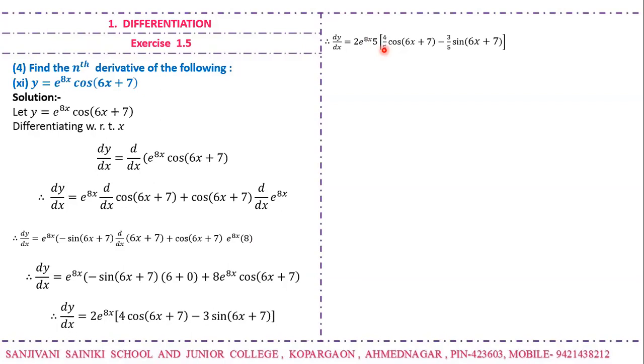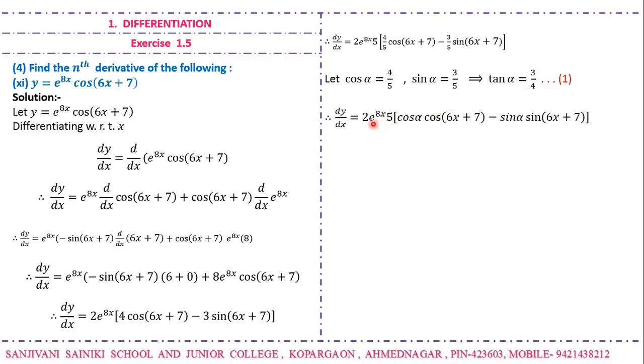In the previous example, we adjusted root of a square plus b square. So here the root of 4 square plus 3 square, that means root of 16 plus 9, that means root of 25, that is 5. So we have to adjust, multiply and divide by 5. Then this 4 upon 5 is nothing but cos alpha, and this 3 upon 5 is nothing but sin alpha, so that their ratio sin alpha upon cos alpha is tan alpha is 3 upon 4, equation number 1. So 2 into 5 is 10 e raised to 8x, and cos a cos b minus sin a sin b is cos of a plus b. So this is the first order derivative.